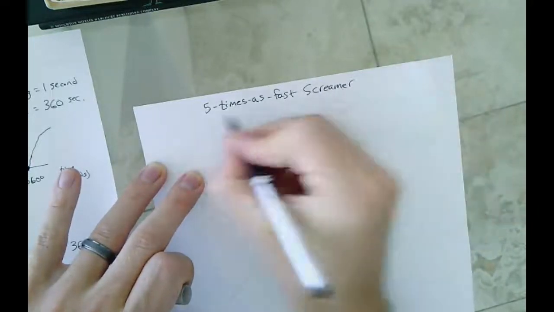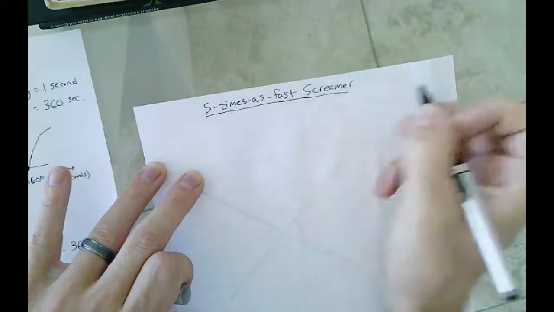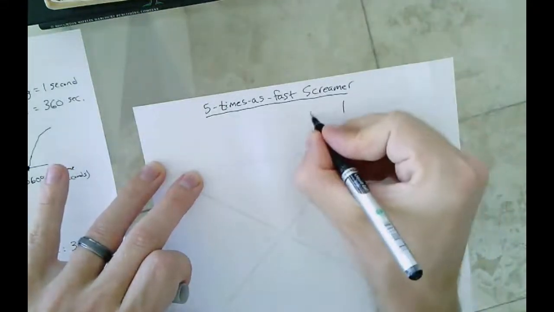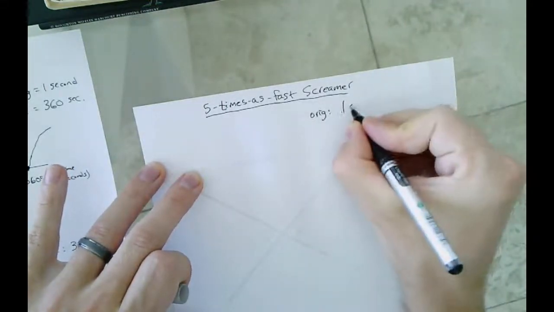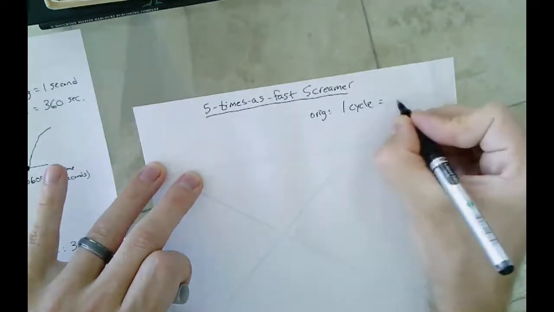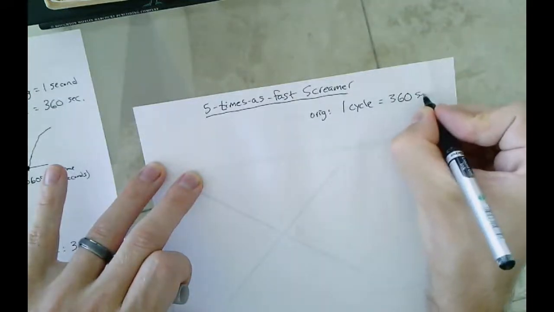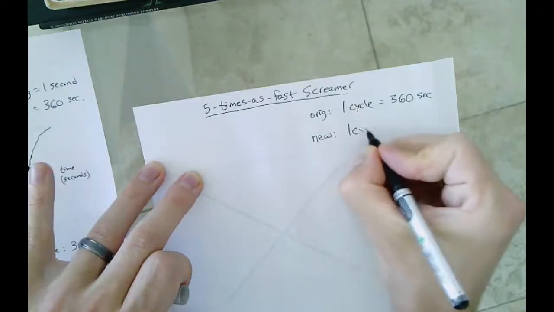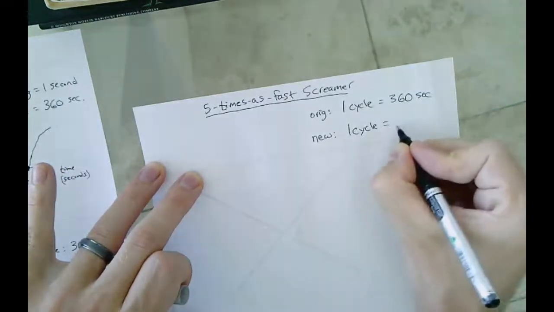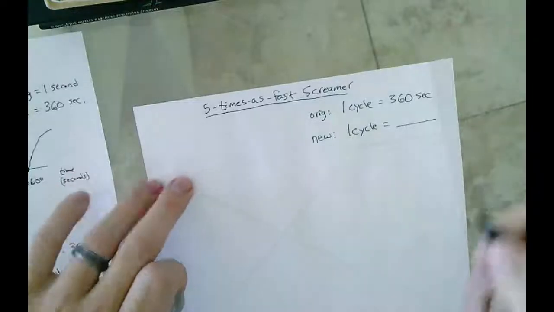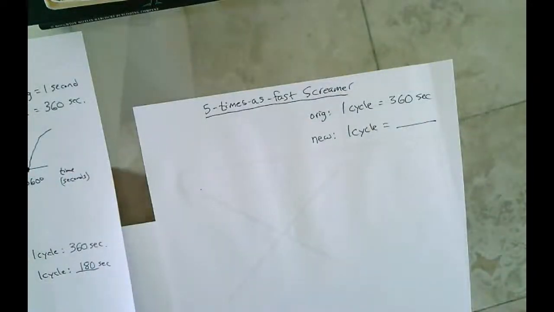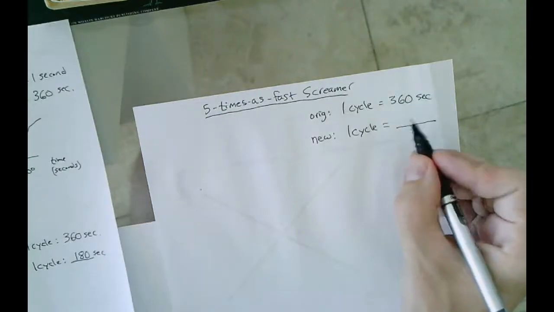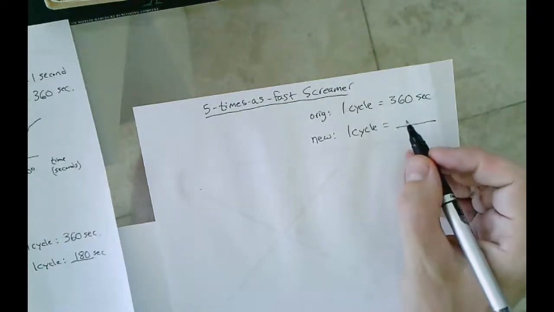So again, I'm going to give you guys a pausing opportunity here. We know that the original Screamer, one cycle, took 360 seconds. Now, for this new one, one cycle is going to take how many seconds? Pause, think about that, go back and replay some of the video, whatever you got to do to process here, guys. So pause and think about how long will the new cycle take here, okay?